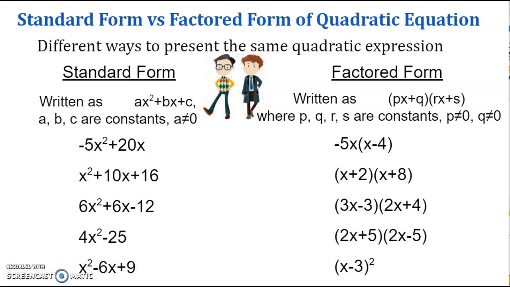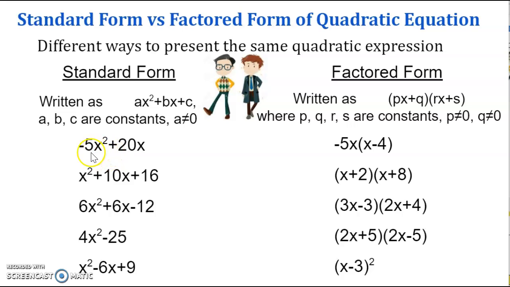So why did we just review factoring? Because that's going to come into play. Remember when we were doing factoring in the last unit, and we were talking about quadratic expressions, we said that there is a standard form of a quadratic expression versus factored form. Standard form comes in the form of ax squared plus bx plus c. The factored form is when you have something x plus some number multiplied by something x plus some number. Those p, q, r, s can be any number, but p and q cannot be 0.